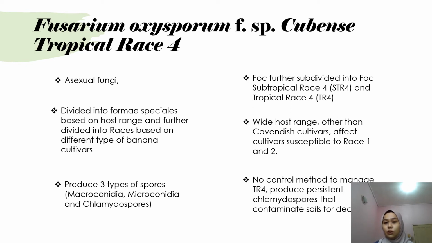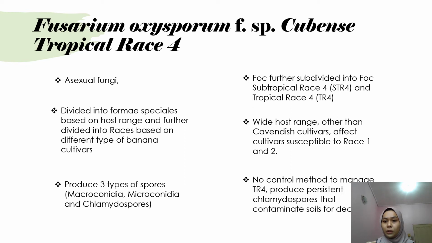In the division of FOC, it is further subdivided into races. FOC has three races: race 1, race 2, and race 4. Race 4 is subdivided into two more: subtropical race 4 and tropical race 4.